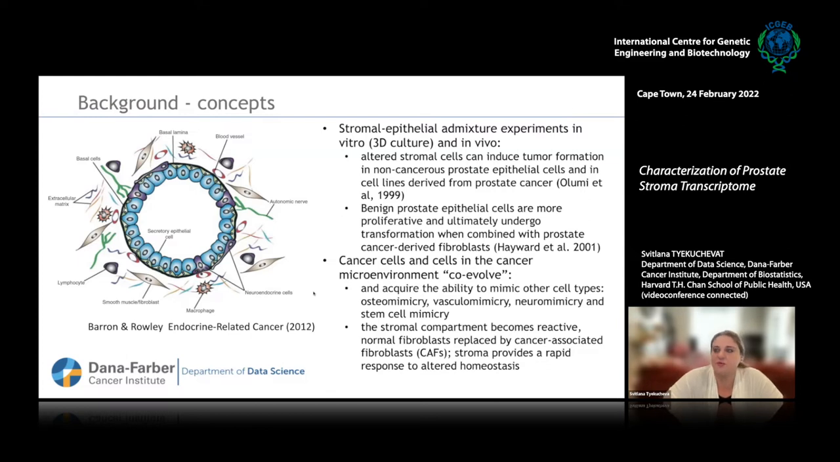There has been some experimental evidence from tissue cultures that altered stromal cells can induce tumor formation in non-cancerous prostate epithelial cells and in cell lines derived from prostate cancer. It was also shown that benign prostate epithelial cells become more proliferative and ultimately undergo transformation when combined with prostate cancer-derived fibroblasts. It has been shown that cancer cells and cells in the cancer microenvironment co-evolve, they change, they acquire the ability to mimic the other cell types.